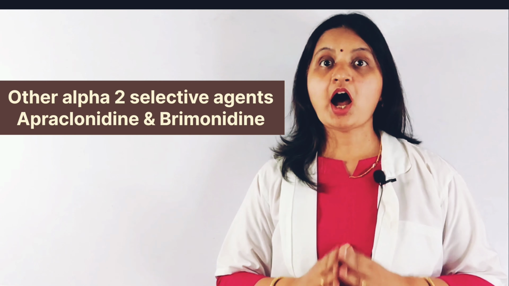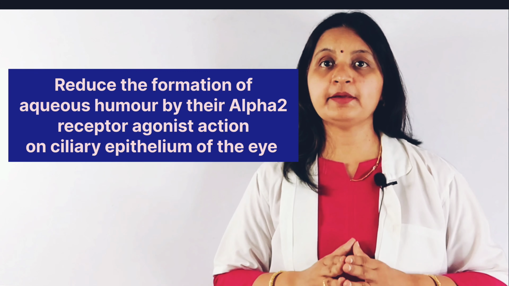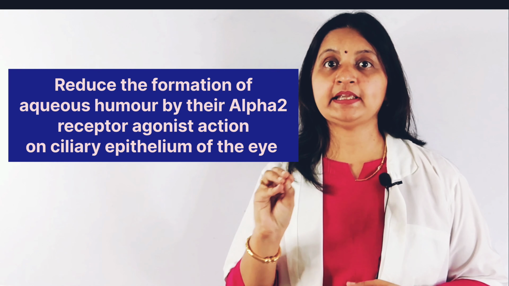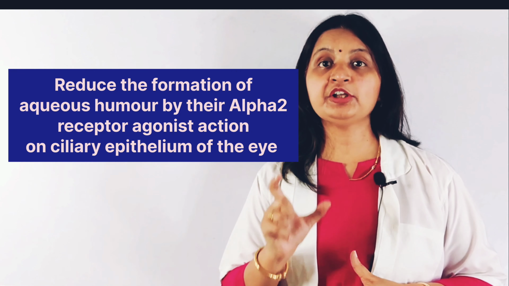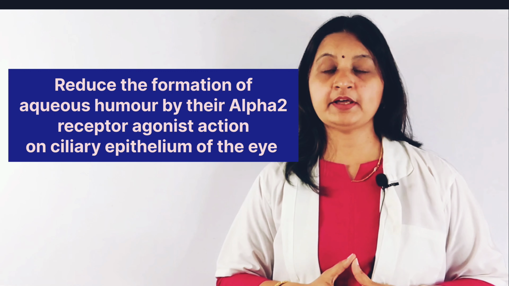The other drugs that act as alpha-2 selective agents are apraclonidine and brimonidine. They are widely used for the management of glaucoma as they reduce the intraocular pressure by acting on the alpha-2 receptors of the ciliary epithelium. By stimulating the alpha-2 receptors of the ciliary epithelium, they reduce the formation of aqueous humor, thereby reducing the intraocular pressure, and are helpful in patients with glaucoma. These drugs can also prevent acute rise in intraocular pressure after laser trabeculoplasty.